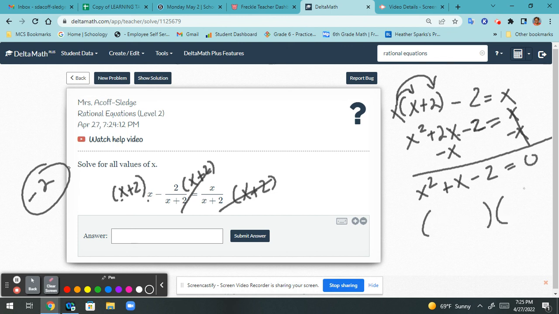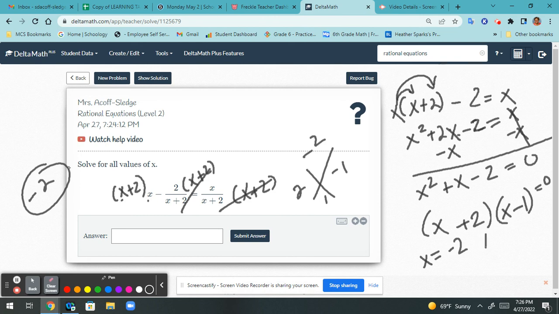Now we can factor this, I think, x and x, and something that'll give me a negative 2, multiply to negative 2, but add up to 1. So I'm going to make this positive, negative, plus 2 times negative 1. And remember, you just do it like that. And then, so you know it's 2 times a negative 1, because that will give me a negative 2. And if I add them together, it'll give me a positive 1. If I set both of these equal to 0, x equals negative 2, and x equals 1.